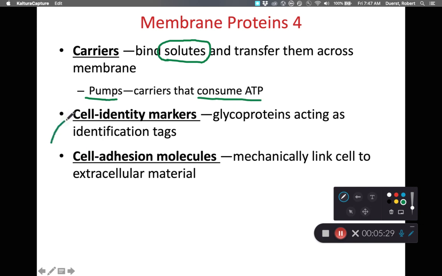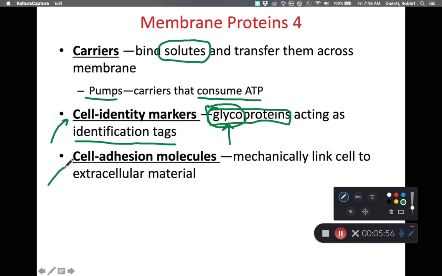We can have proteins that function as cell identity markers. The cell identity marker proteins are glycoproteins with a carbohydrate subunit exposed on the surface. These act as identification tags, and it's a way for our body to differentiate a red blood cell from a white blood cell, from a muscle cell, from a bone cell. We can tell the different cell types apart with these glycoproteins.